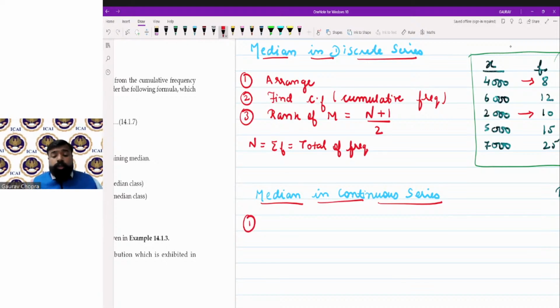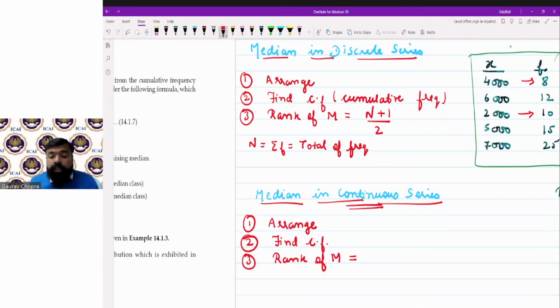The first thing is to focus on arrangement. So always arrange the series. After arrangement, what we have to do? Find CF, cumulative frequency. The third step is find out the rank of median. But while calculating rank in continuous series, it will be n upon 2 plus 1.